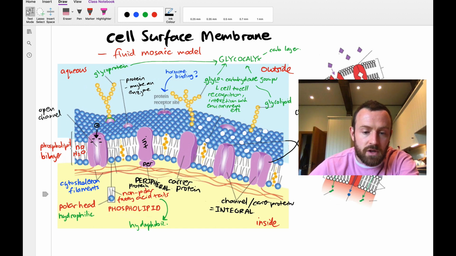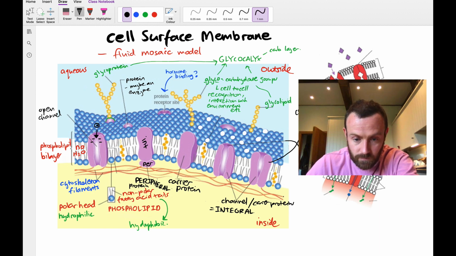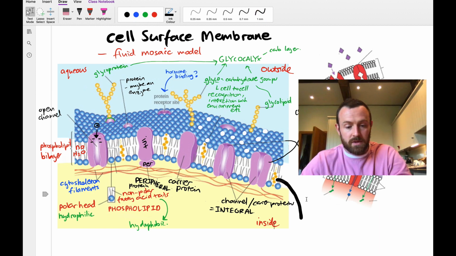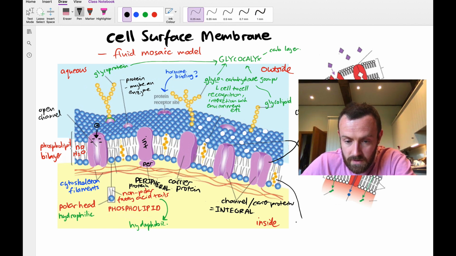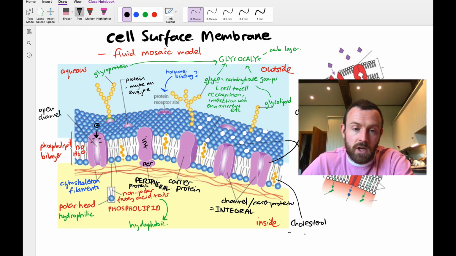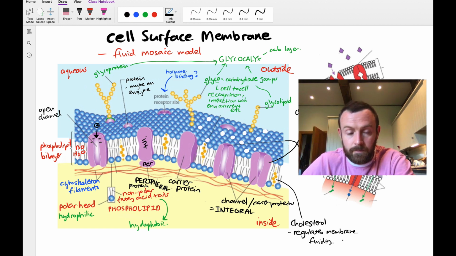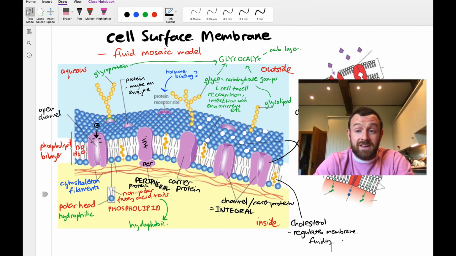Molecule here, which I also noticed that I haven't labeled, and I've run out of space, so I'm going to label it down here, is cholesterol. Oh, whoops, that's way too big. Let's make that smaller. There we go. Is cholesterol. We talked about that in the last lesson, but remember we said that it regulates membrane fluidity. Okay, so that is an overview of the fluid mosaic model of the cell surface membrane.